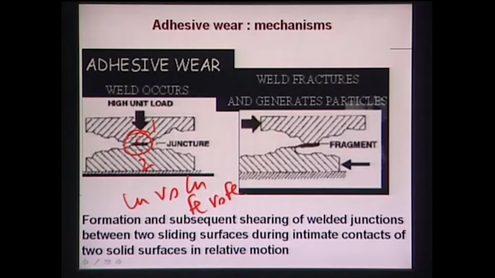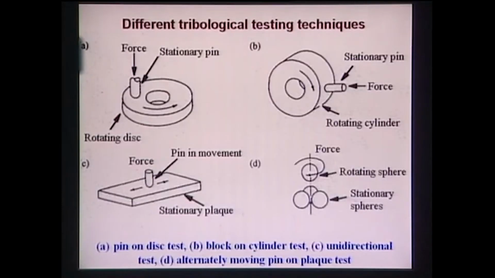Then what happens when one body is in relative motion against another body? That relative motion can only take place if the welded joint is broken as a wear fragment, and that is what has been shown here. So, formation and subsequent shearing of welded junctions between two sliding surfaces is what takes place during adhesive wear. This slide actually shows the different contact configurations you can achieve in different test setups.